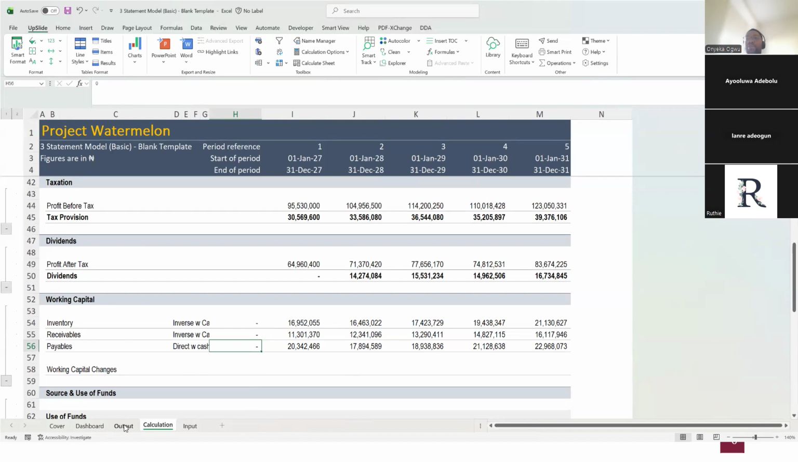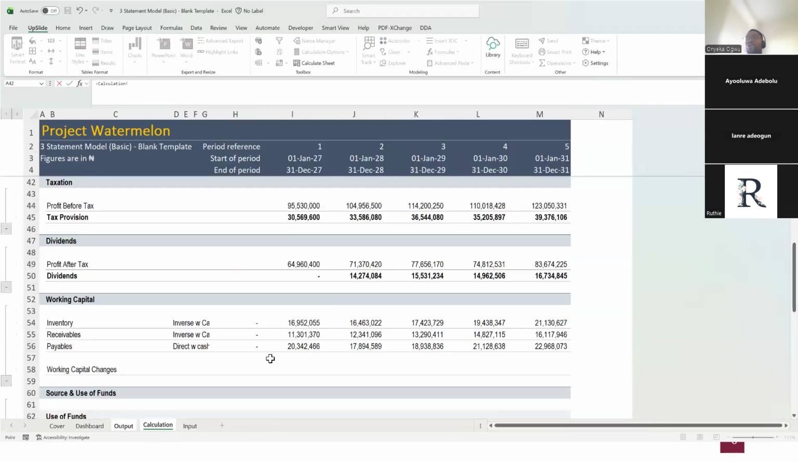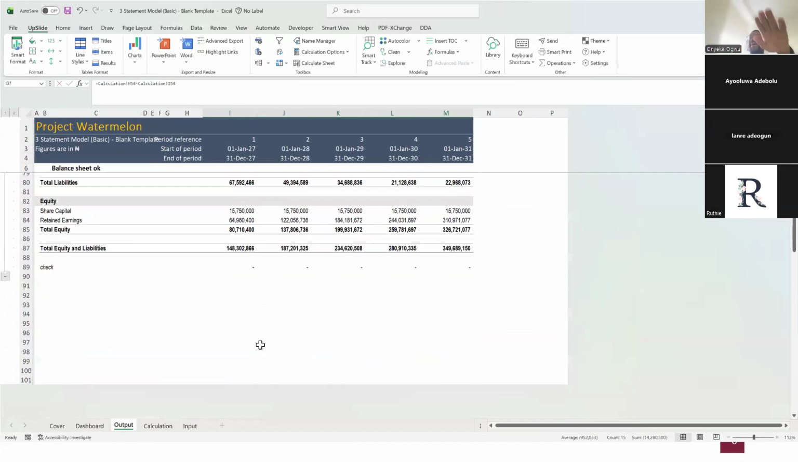That means for payables, it will not be old minus new, it will be new minus old, because the increase in payables also means an increase in cash, right? So it will not be this minus this. Do you understand?